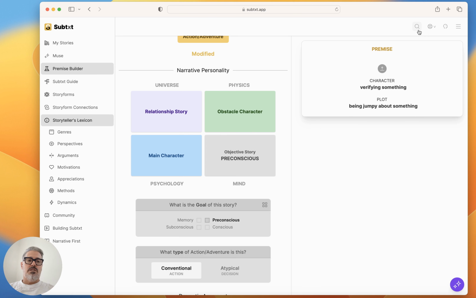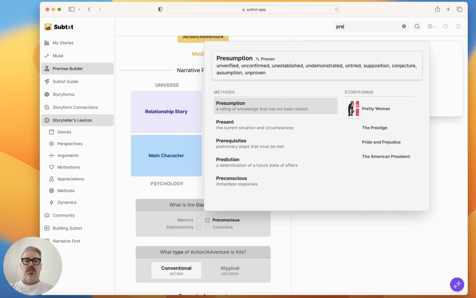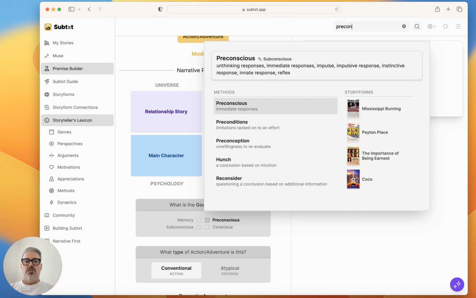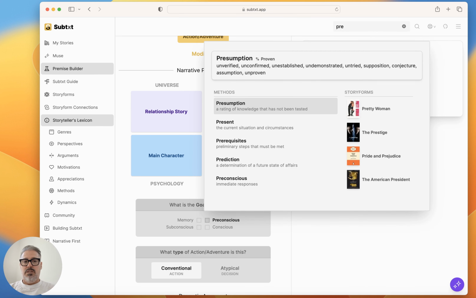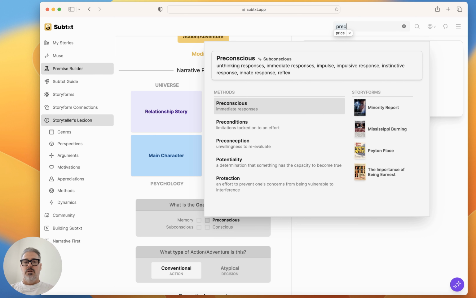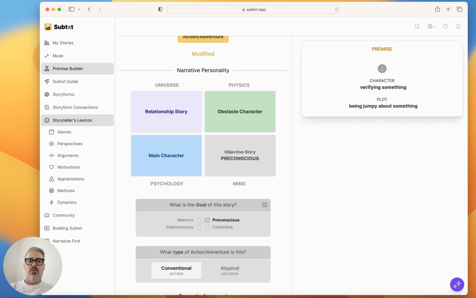You can easily just go up to the search bar up here, and for any of the terms, just get a really quick, short definition of what preconscious is all about. It's about unthinking responses, immediate responses, impulses, and that should be enough to give you an idea of what it is that you're dealing with. And also, this search bar here is always available. You just do Command K and it'll pop up, and then you can just quickly type the word preconscious so that your fingers don't have to leave the keyboard.